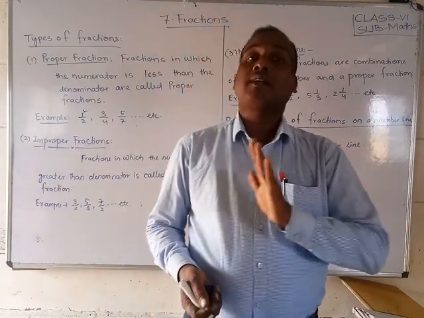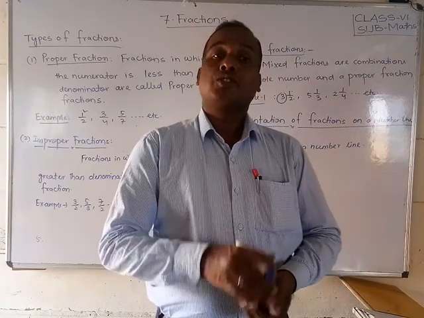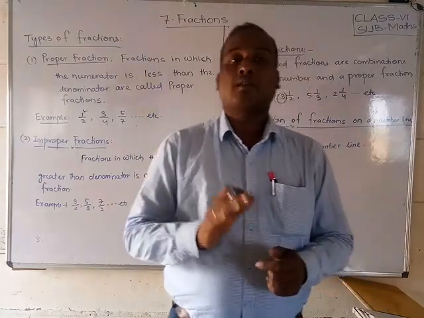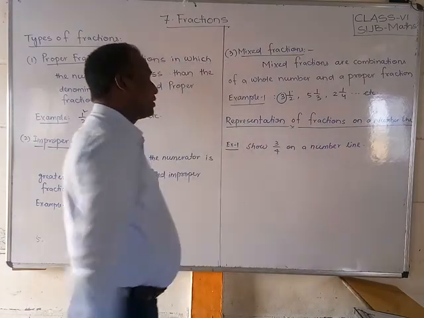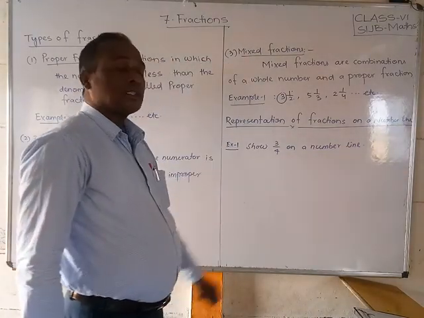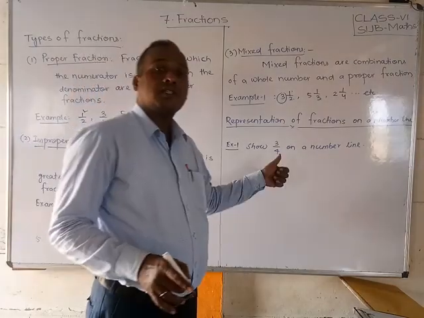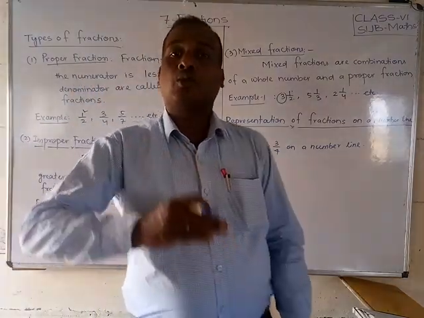So it is not bigger than 1. Where will it be? It will be between 0 and 1. Okay? So you have to understand this, students. First of all, what type of fraction is this? This is a proper fraction. Compulsorily, it will lie between 0 and 1.